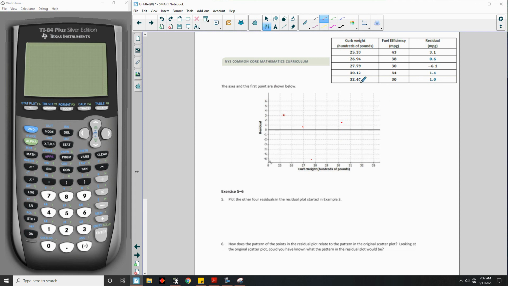And then finally 32.47 is the last one, which is about 32.5. Not quite the middle here. And then we're going up to 1. So I'd say right about there. So there is the plot of our residuals.